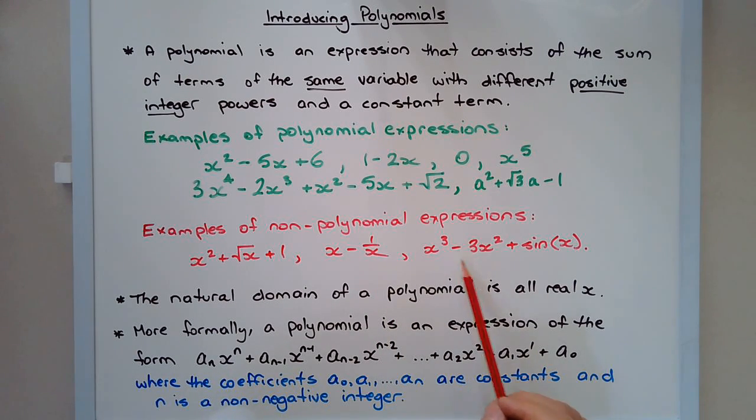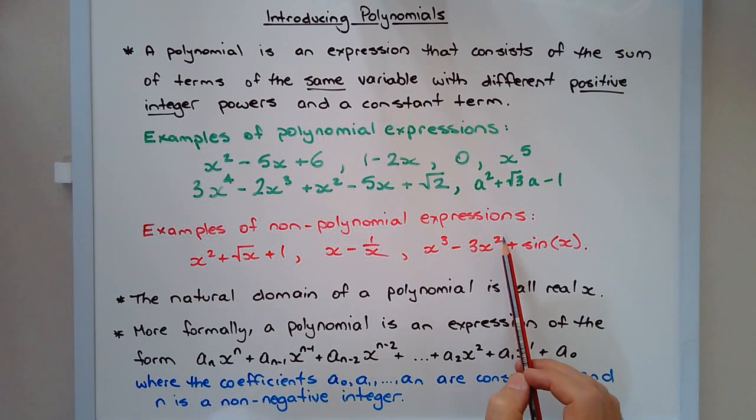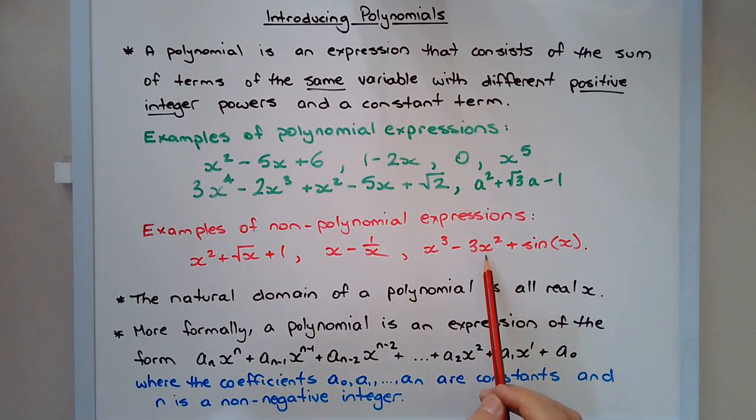And x cubed minus 3x squared plus the sine of x, x itself cannot be the input to another function. In other words, it can't be part of a composite function like sine of x or log of x or anything like that. So the x can be raised to a power and it can be multiplied by a constant coefficient. That's all that's allowed with a polynomial.